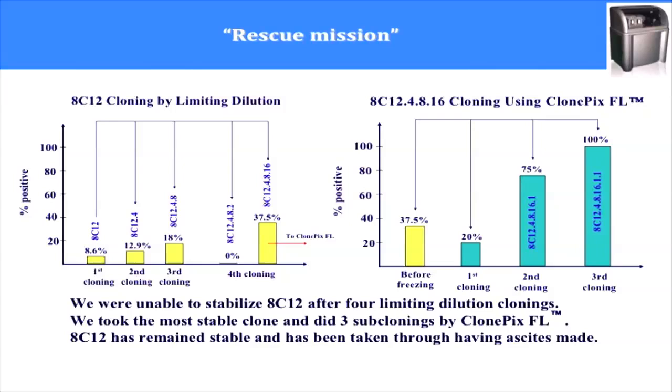We're going to do it on ClonePix. So we picked the one that was most stable at that time, and used it on the ClonePix. We did 3 subclonings after that using the ClonePix. It dropped a little bit in the beginning, and then it jumped up to 75% positive, and then to 100% positive. And this particular clone remained stable. We had ascites made of that, which means it must be stable, because we were able to expand to that extent.